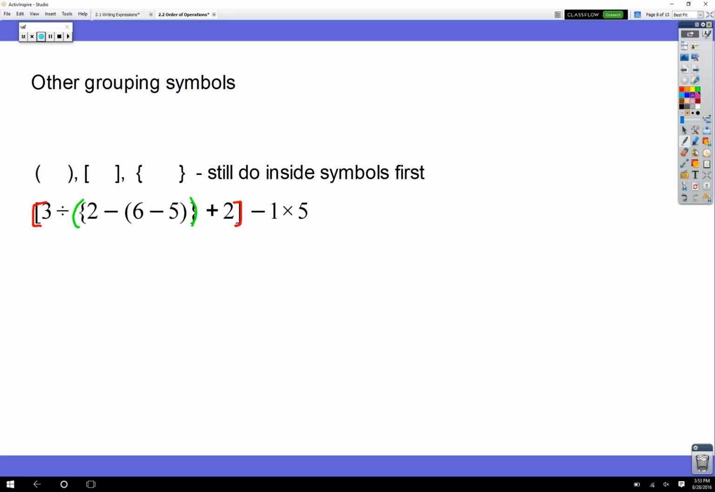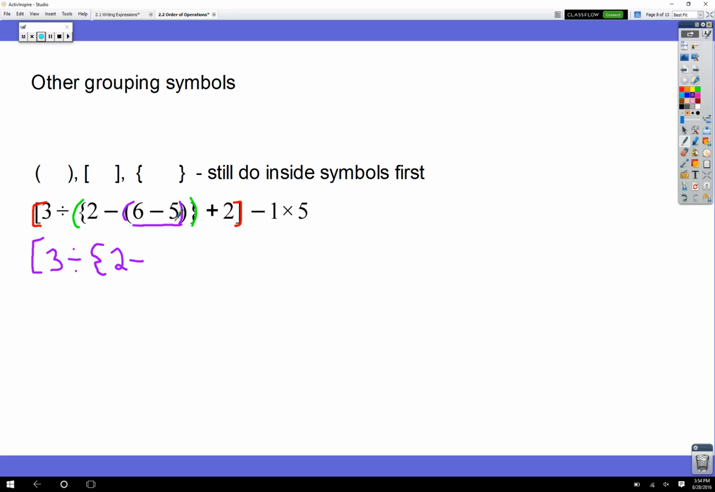And then we also have the most inner set of parentheses. So we're going to start with that inner set of parentheses. I'm going to write everything else down exactly the way I see it. So I'm going to keep my parenthesis, 3 divided by, my brace. I can do that a lot better on pencil and paper than I can on my tablet.